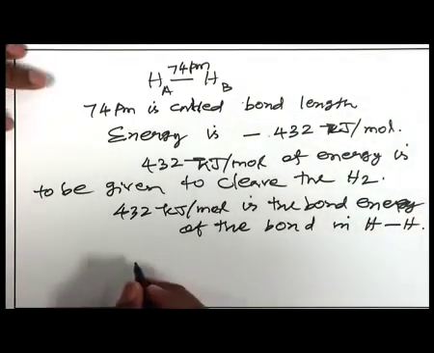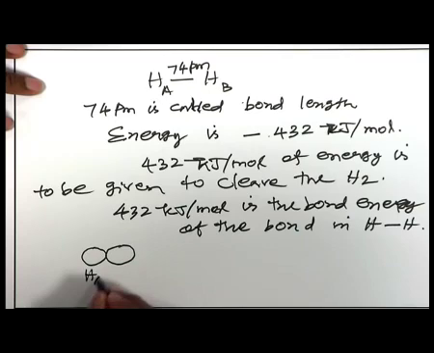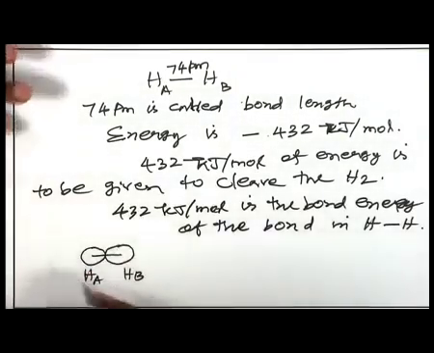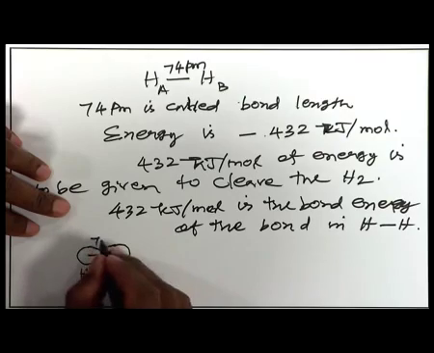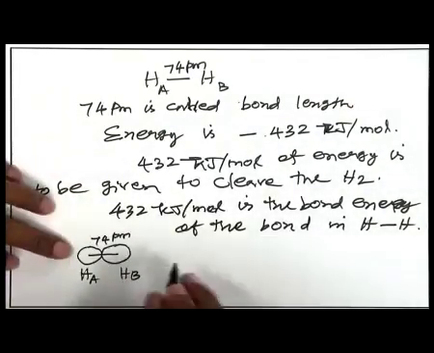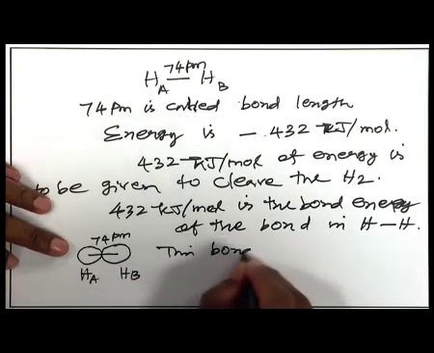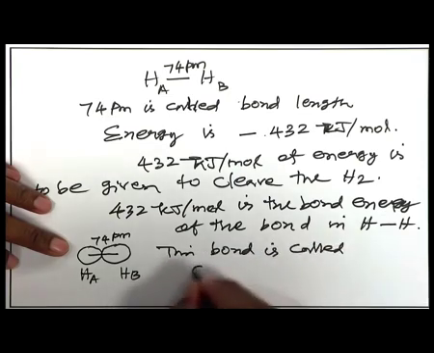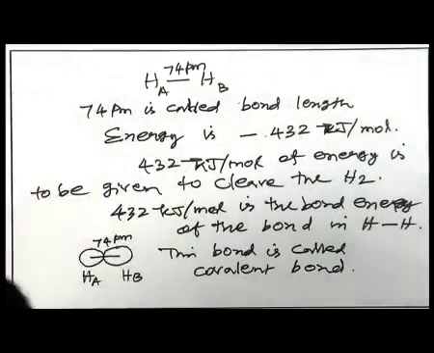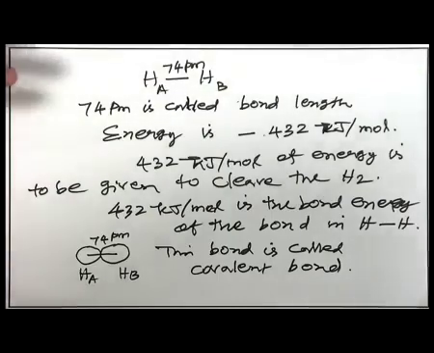So, you have one hydrogen atom and another hydrogen atom. Let us say this is HA and this is HB; this is a nucleus, this is a nucleus. The distance between the two centers of the two hydrogen atoms is 74 picometers. That distance refers to a bond called a covalent bond. So, what is a covalent bond? A covalent bond is formed between two hydrogen atoms.